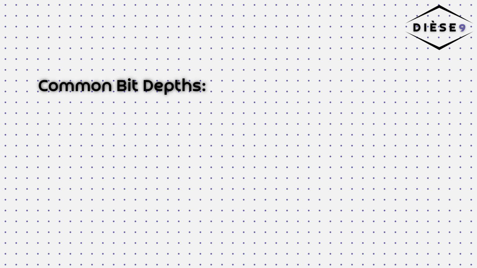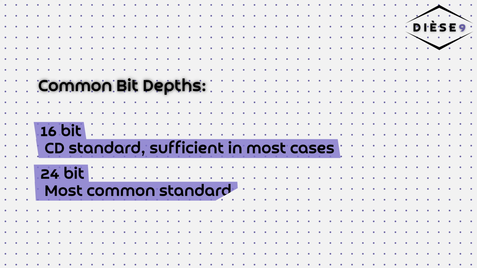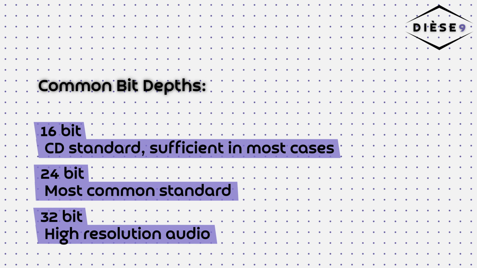Here are some common standards. 16-bit, the classic CD standard, sufficient for many forms of playback. 24-bit, the standard in most modern DAWs and lossless audio files, providing excellent dynamic range. 32-bit, considered high-resolution audio, used for recording and mastering.